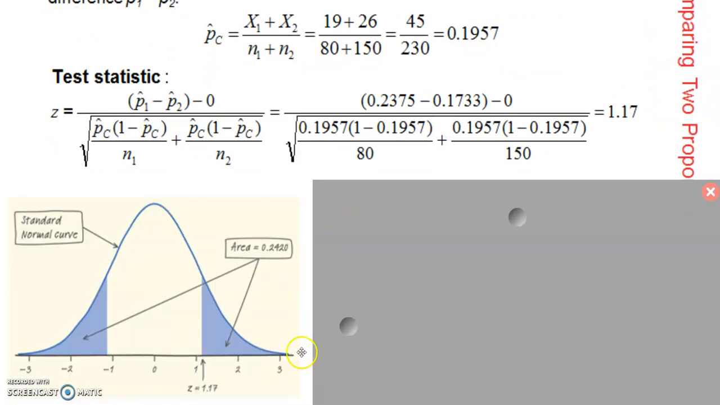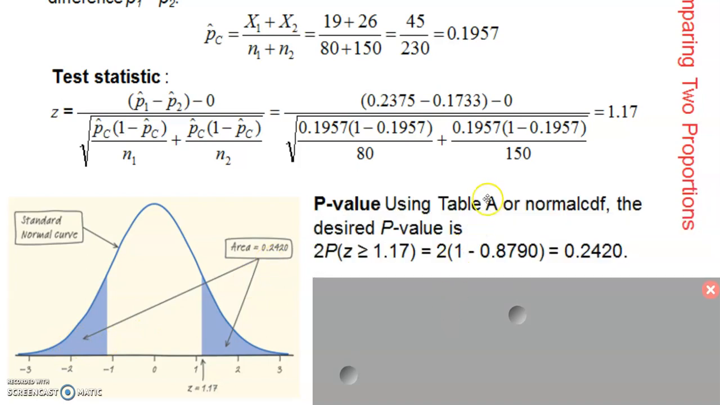Since this is a not equals test, it's a two-tailed test, so we want the area above that and below negative 1.17. We add them together, and you can use either table A or normal CDF, with the normal distribution centered at 0 and basically a standard deviation of the denominator here. You then need to double one of the areas to get both tails, and you'll get a p-value of 0.24.